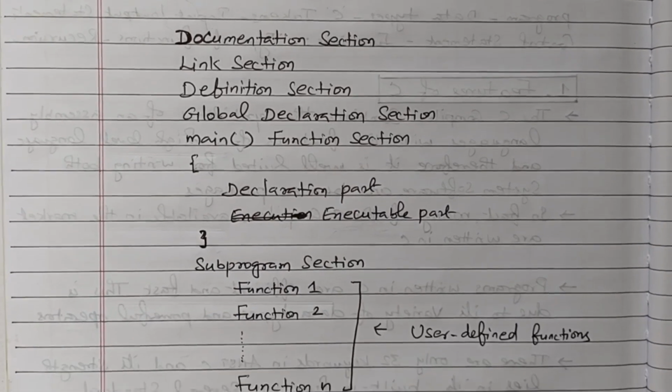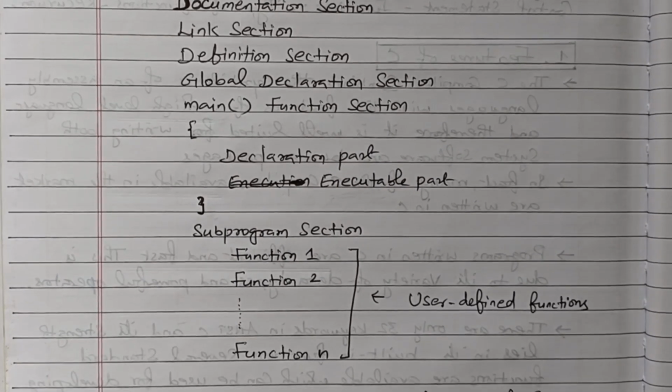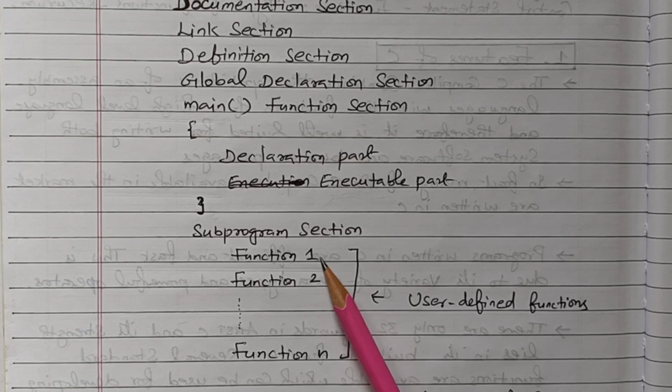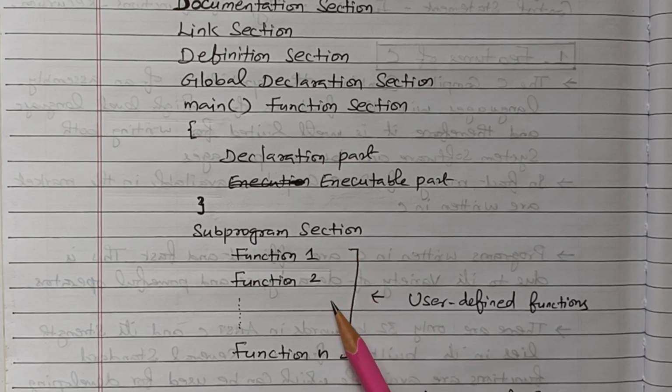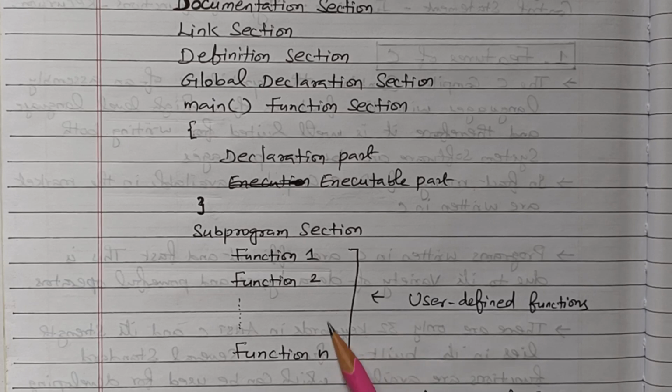The next one is the subprogram section. This subprogram section contains the user defined functions: function 1, function 2, function n. I already told you the bank balance, meaning we can withdraw the money. Further, we can have one function to deposit the money, another function using net banking to transfer an amount, another function for point of sale. Like that we have n number of functions. That is called a user defined function.